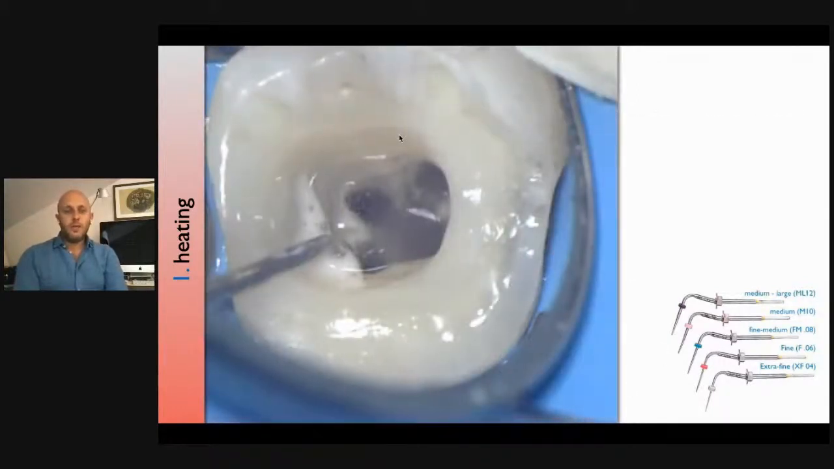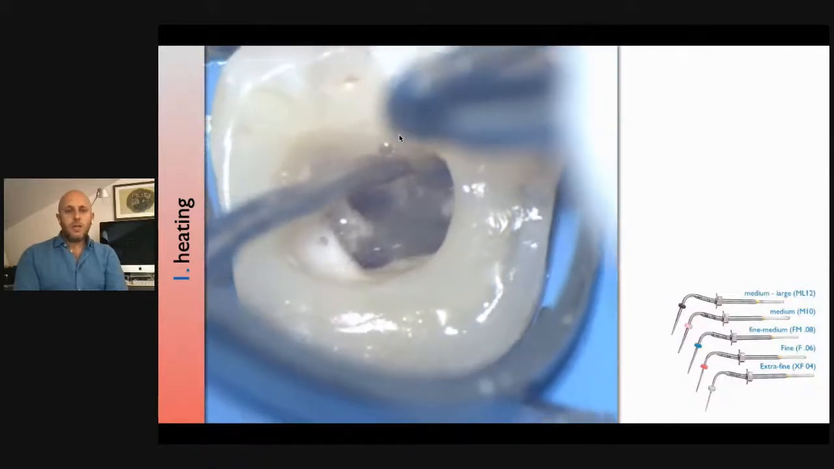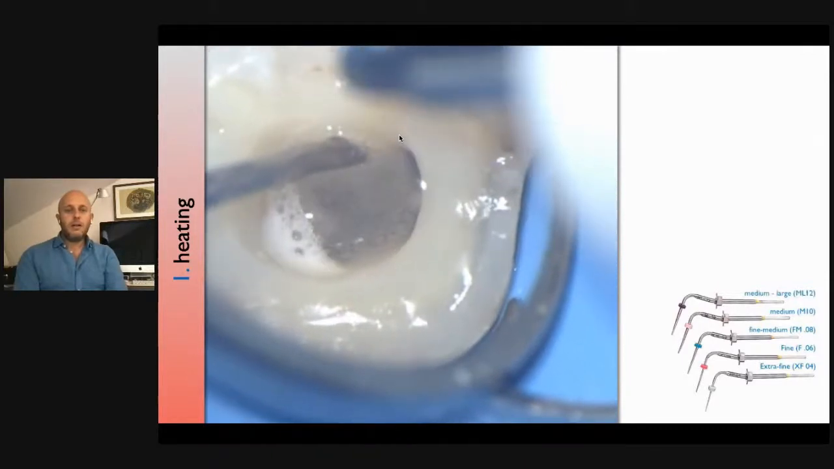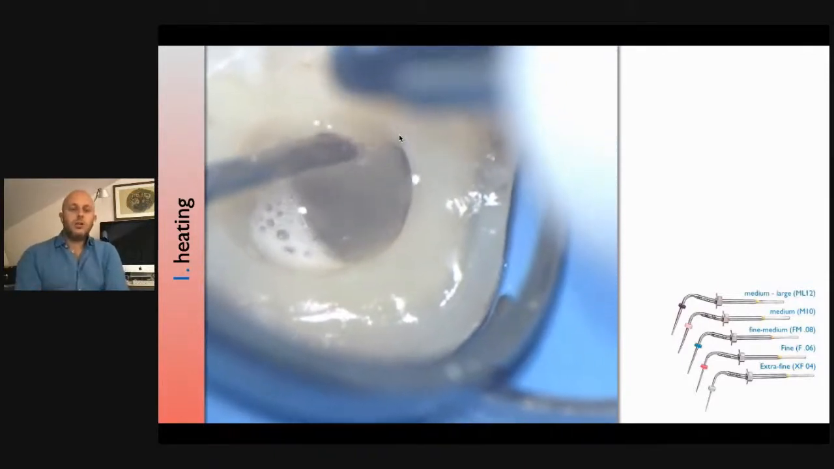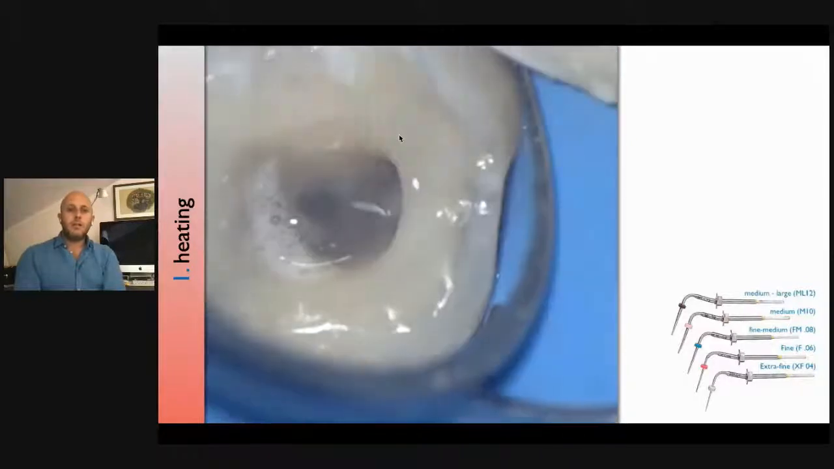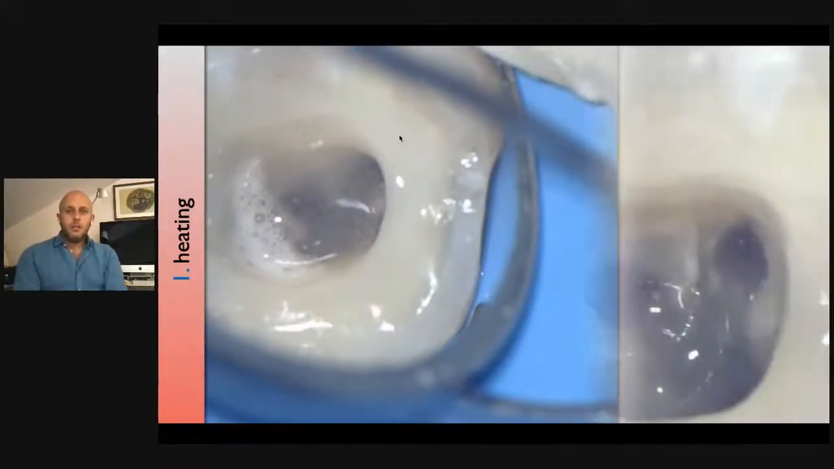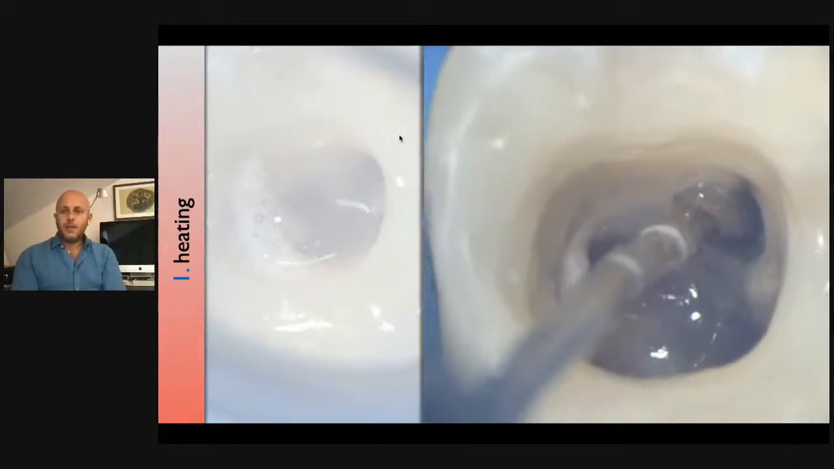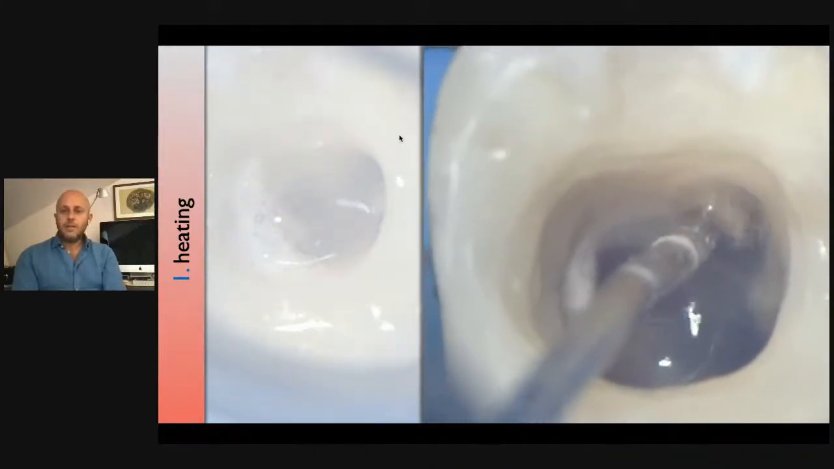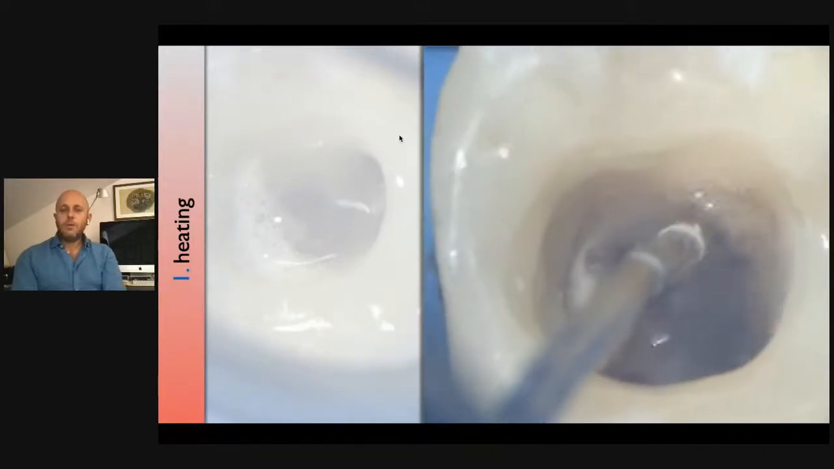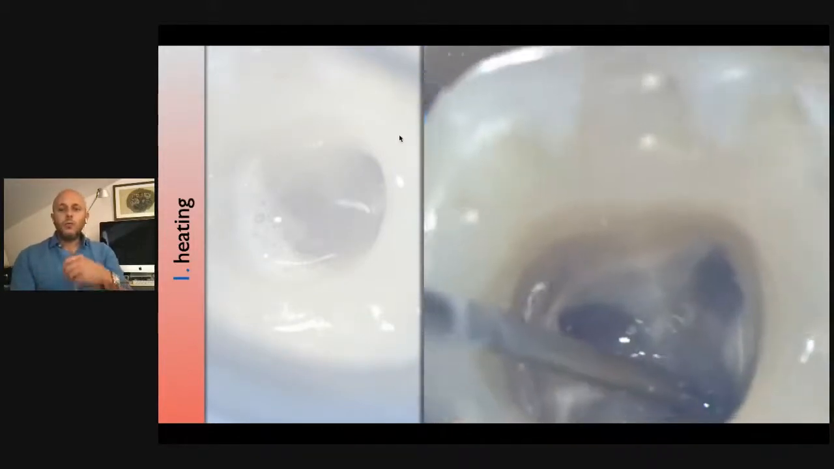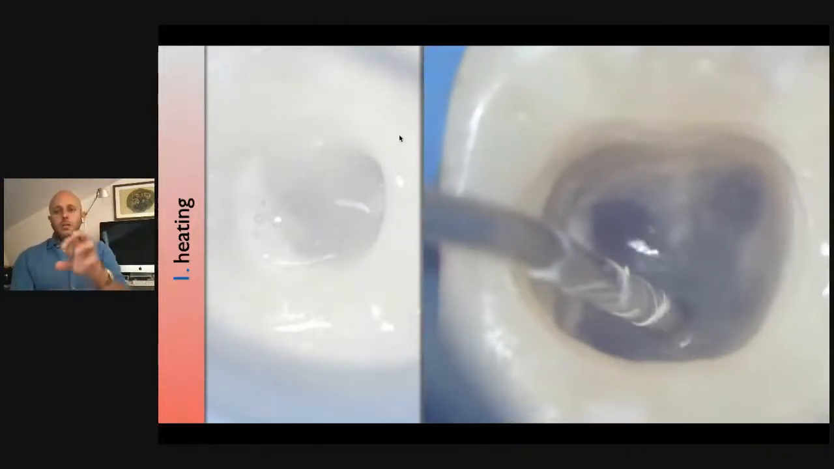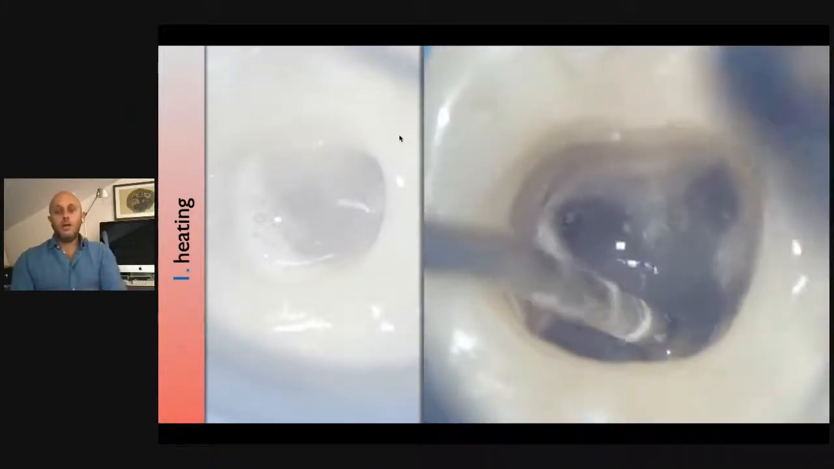Look at this video. This is a molar in which I inserted a heat carrier, and look, in a few seconds, 2 or 3 seconds, the sodium hypochlorite boiling inside the root canal. This is a higher magnification, so you can see it better. We activate the heating of the tip, and the sodium hypochlorite starts to boil. But we warm it for a few seconds, because we don't want the irrigating solution to evaporate.